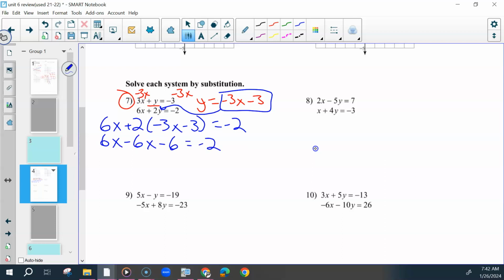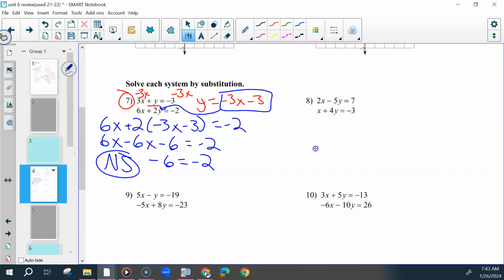When we combine like terms, what happens? Oh, 0. They cancel out, become 0. And then we just have negative 6 equals negative 2, which is no solution. If they were the same, it would be infinitely many.